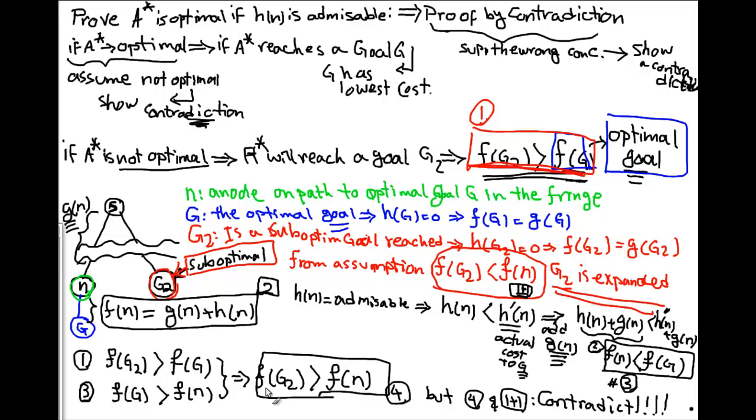I cannot have f of g sub 2 greater than f of n at the same time when f of g sub 2 is also supposed to be less than f of n. And this is the contradiction that I'm talking about. So if A star was suboptimal, then f of g sub 2 would be less than f of n. But f of g sub 2 at the same time would have to be also greater than f of n, which is a contradiction, which means that A star cannot be suboptimal under a heuristic that is admissible. So if your heuristic is admissible, then A star is going to be optimal. And this is the proof of optimality of A star under tree search under admissible heuristics.